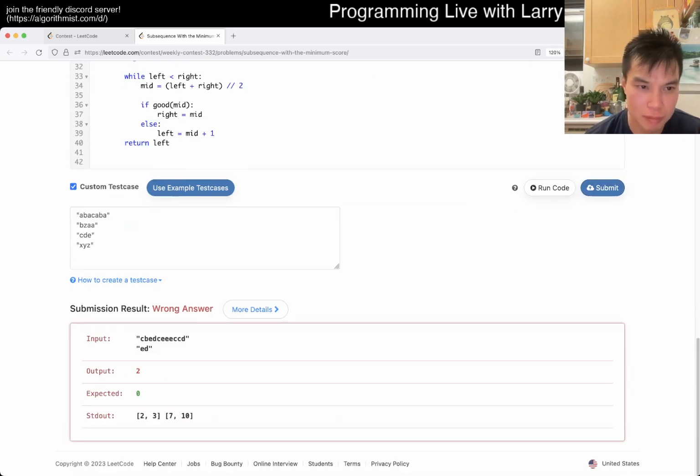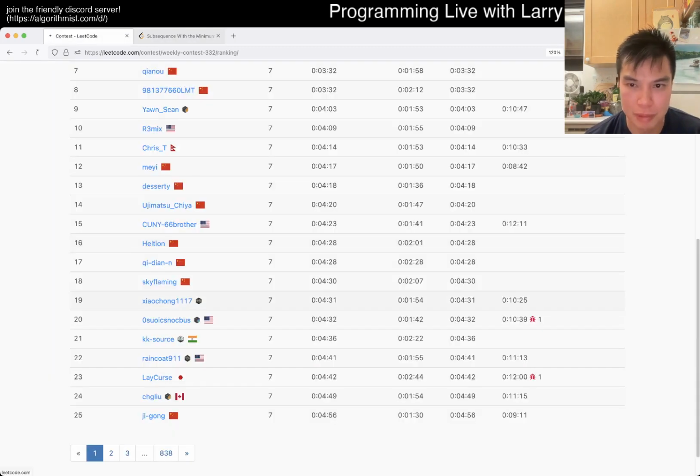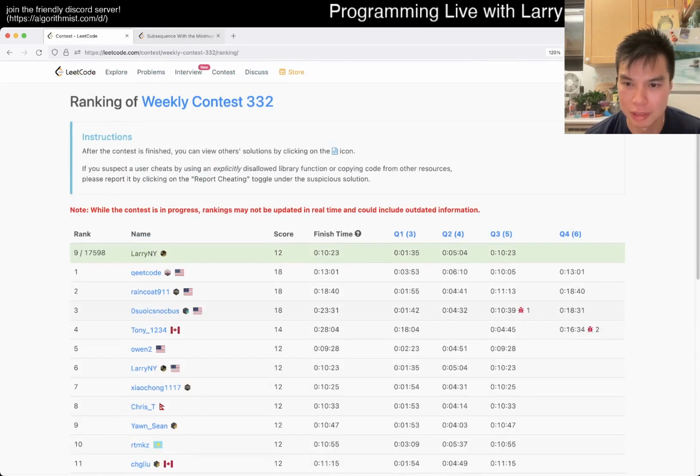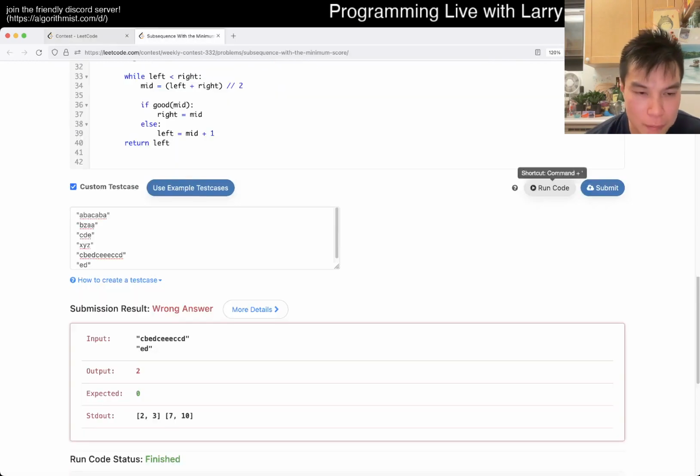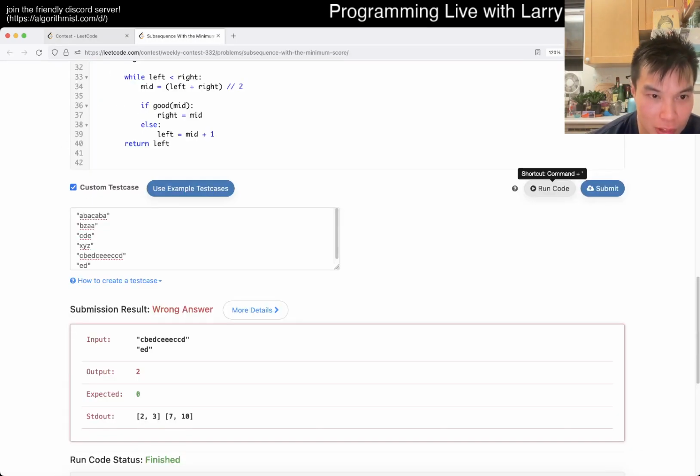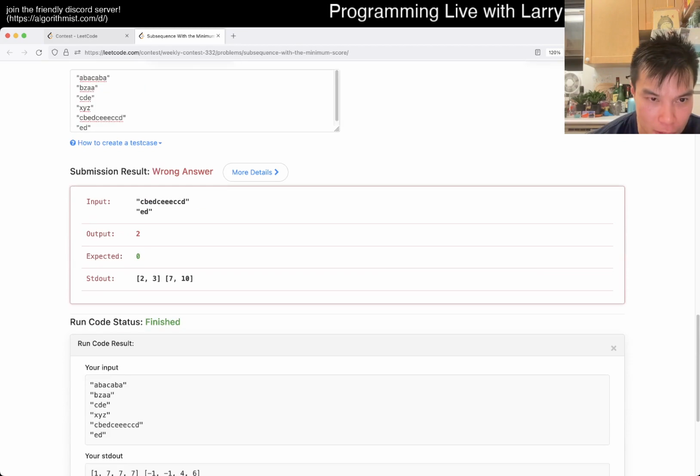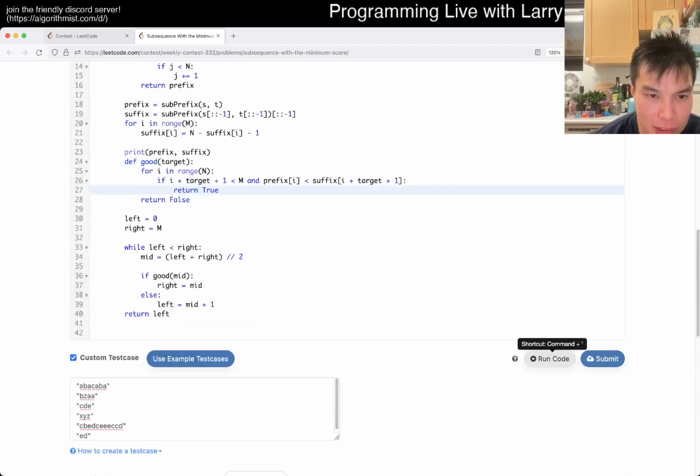Oh no. Oh well. People have gotten this one though, so I'm only 4 people, so maybe I'm wrong. Oh, and a lot of people got this one. So this is 2 but expected 0. Add because ED is in it. Do I have 0 in my thing? Maybe not.